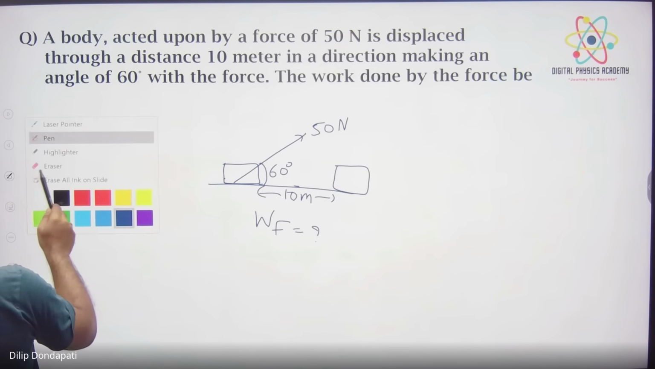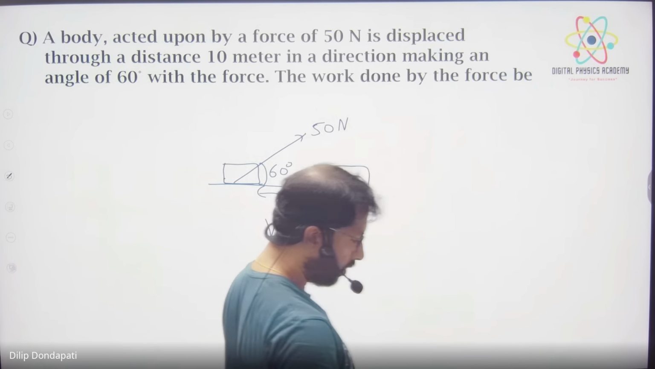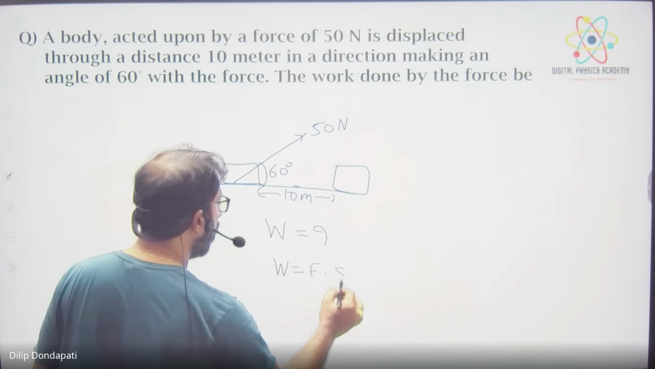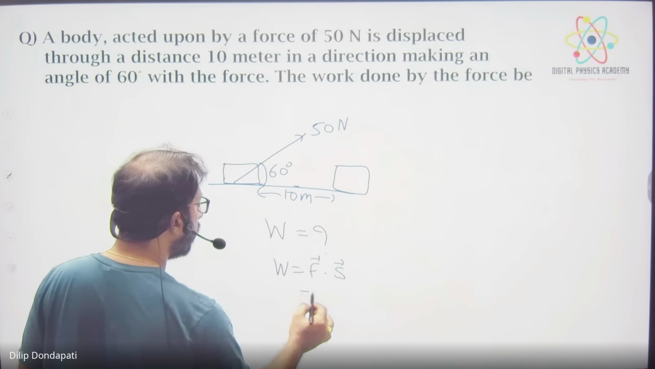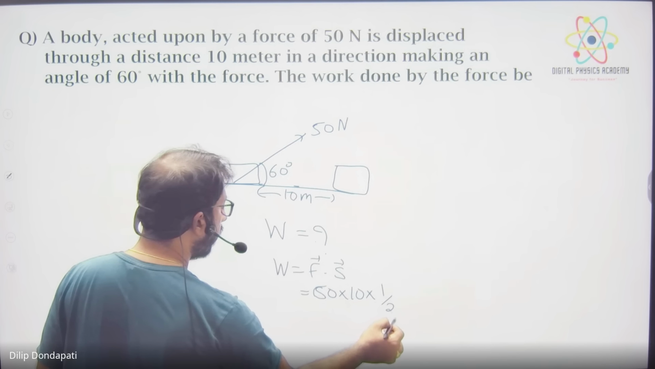So you know the work done formula, right? Yes, sir. Units? Joules. Yes. So the formula is F dot S. It is a dot product, right? So mod F mod S cos theta. Mod S is 10 into cos 60, which is 1/2. So it is 250.